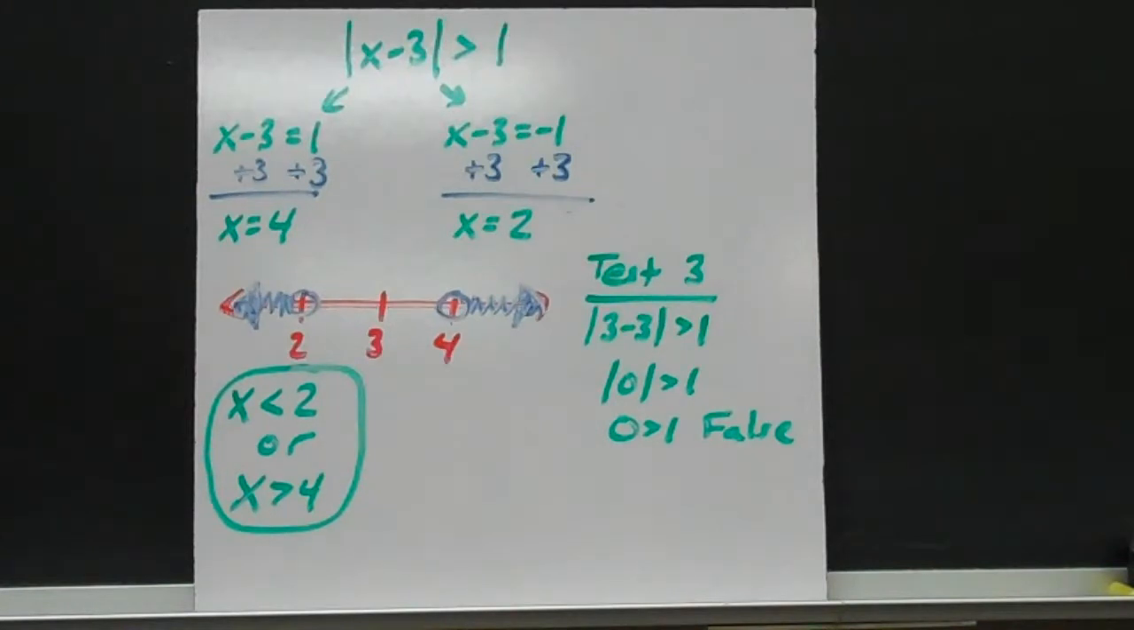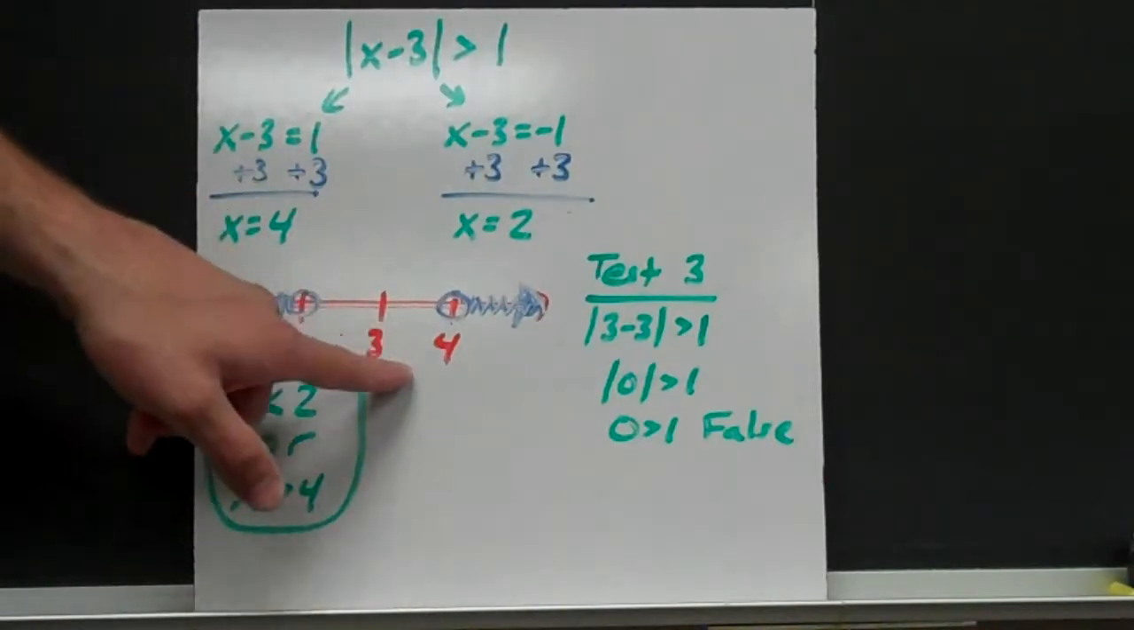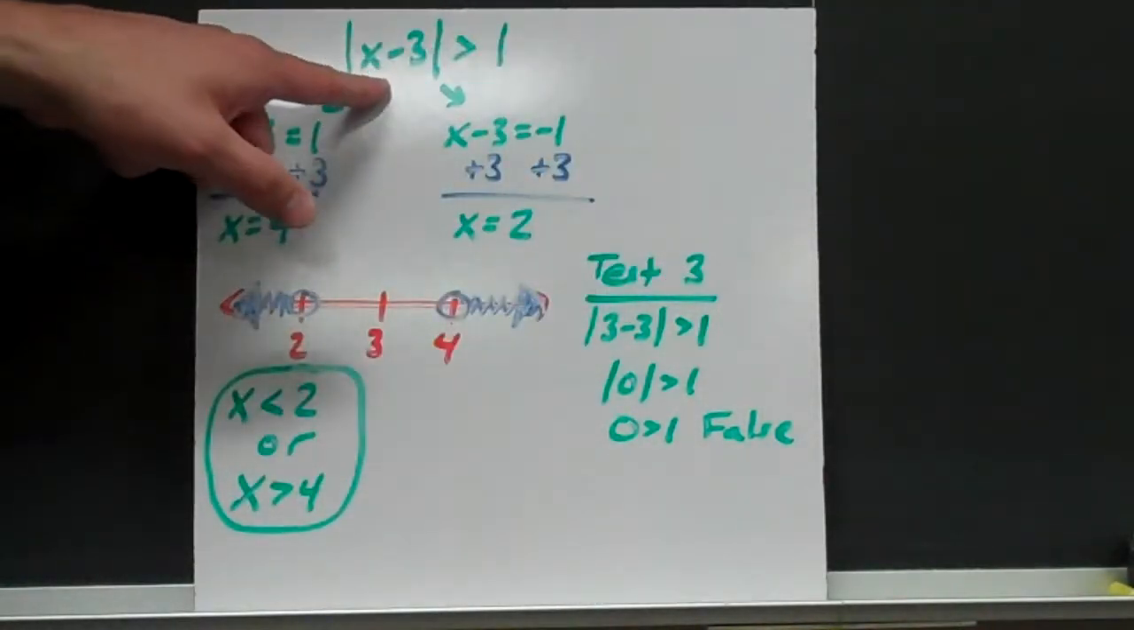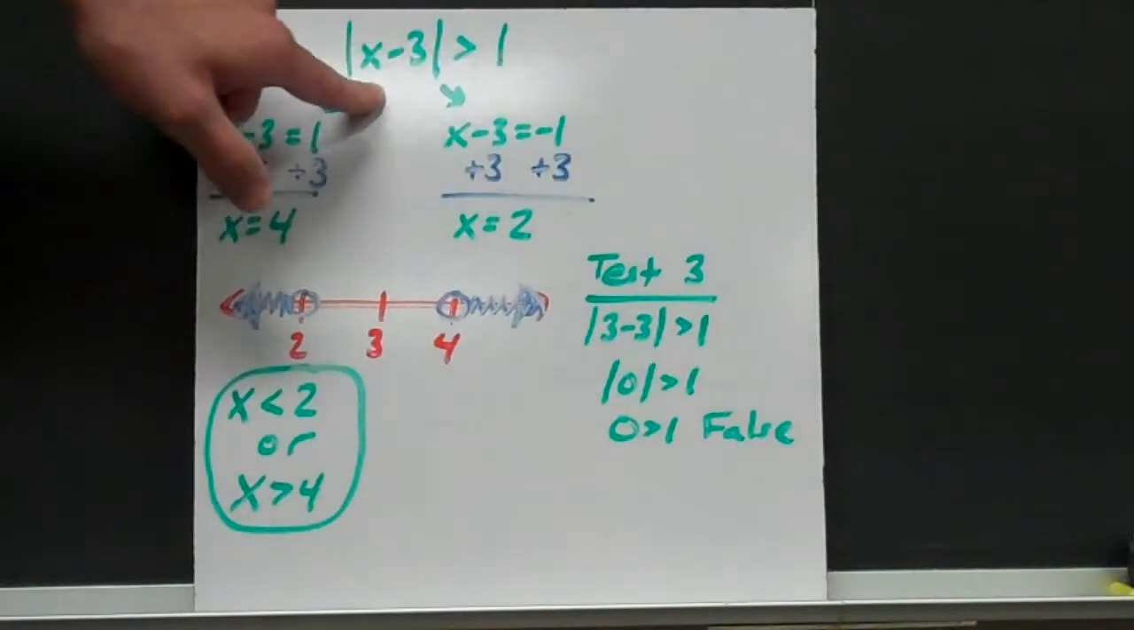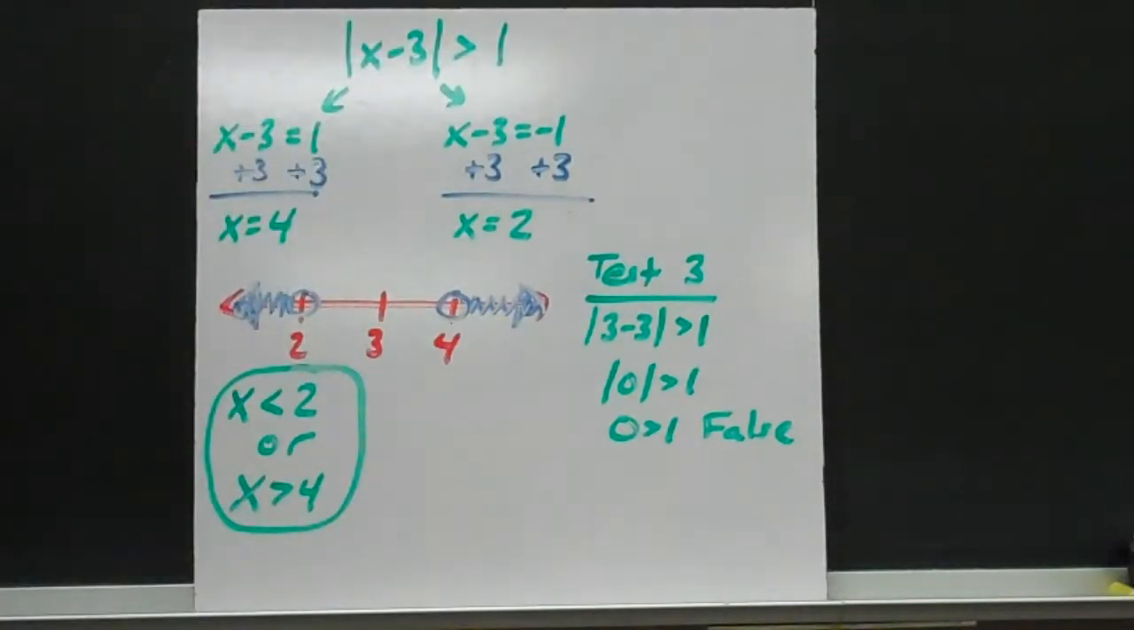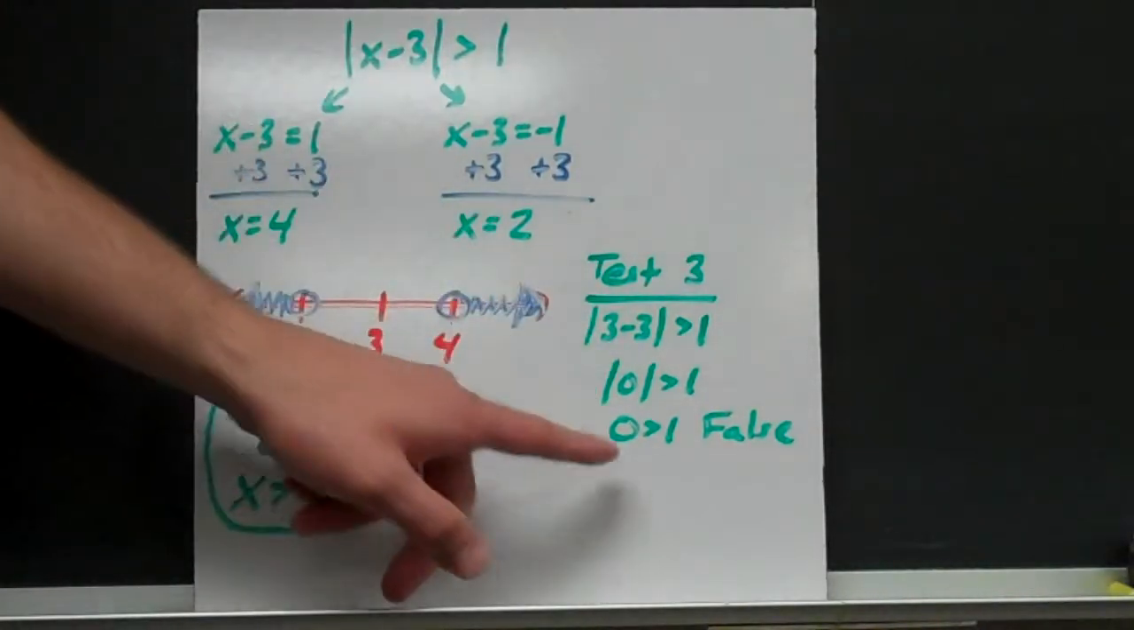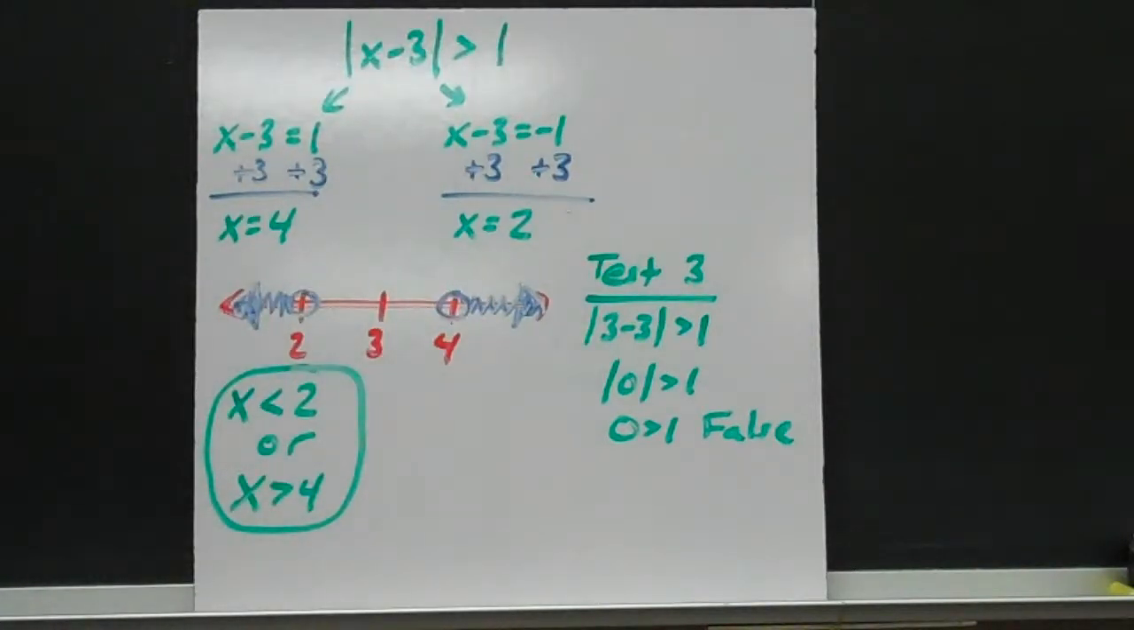This time 0 isn't in between our 2 points, so we're not going to use 0, but 3 is in between 2 and 4, so I'm going to use 3. I'm going to test 3 in the inequality. So 3 minus 3 is 0, and the absolute value of 0 is 0. So we have 0 is greater than 1. That is false. So this time when we tested a point in between, it didn't work.